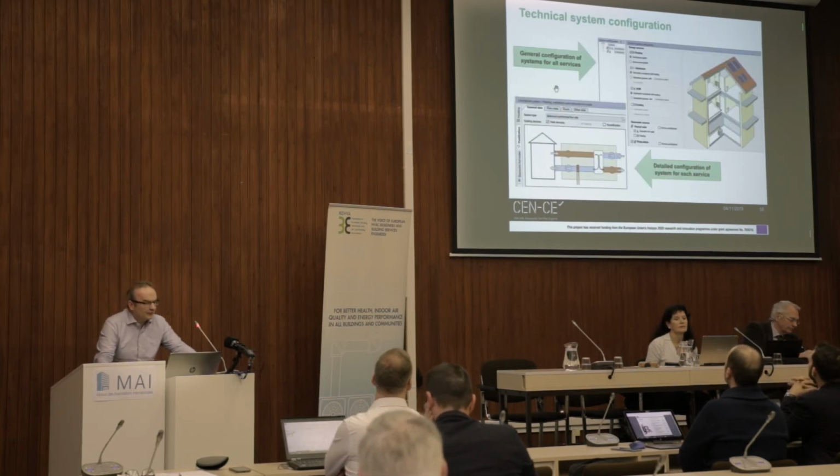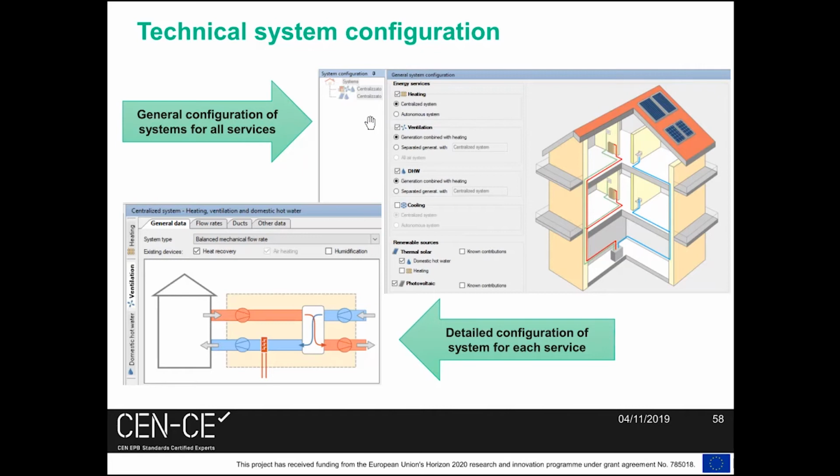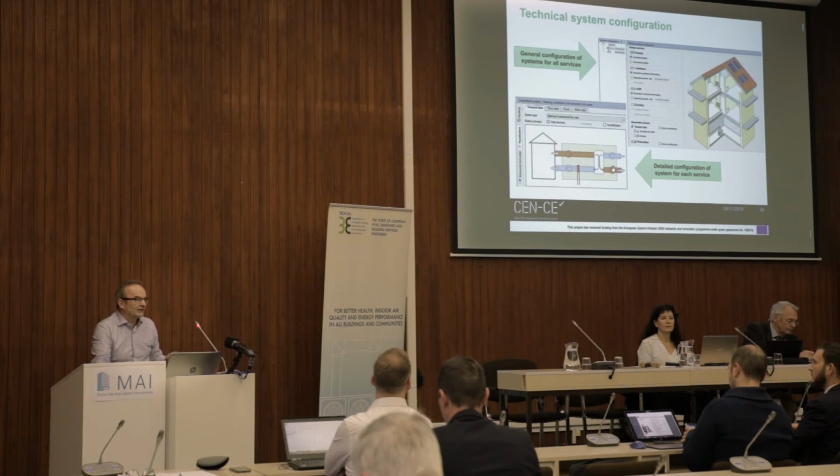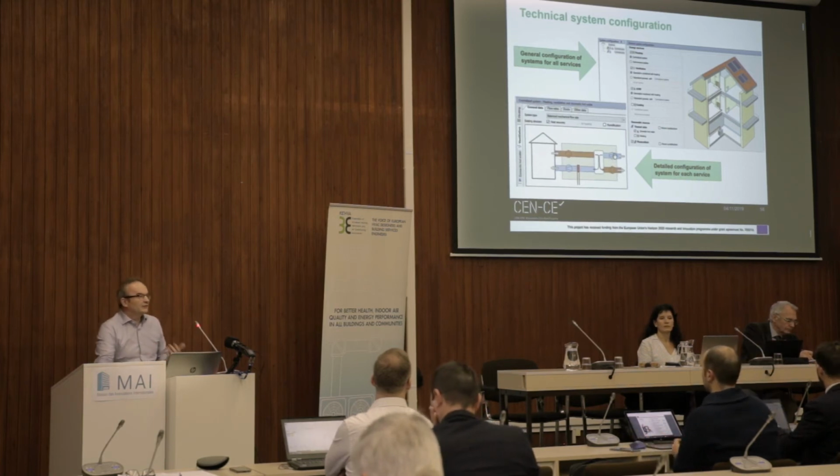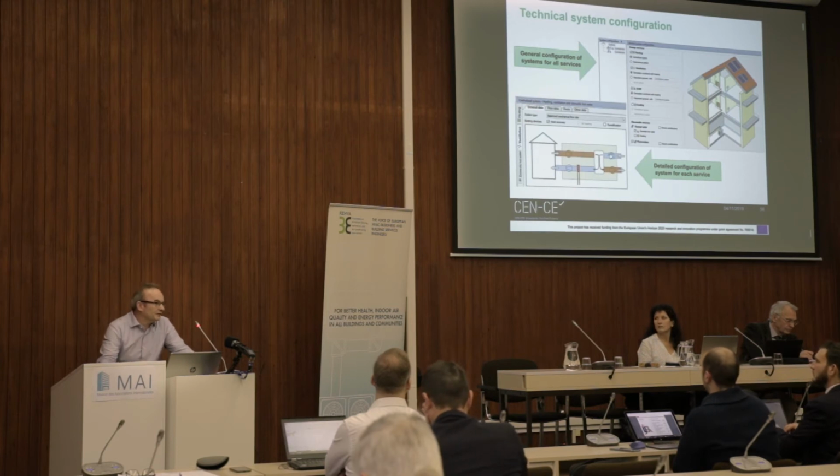And for example, this software already has technical system configuration. You can decide for each service if it is centralized or autonomous, so you have all the combinations, and then you can give the details, for example, for the ventilation, which are the features that are included in your ventilation system. So you can just combine your system, define your system, and the algorithm will be adapted to this. And this is another great help from the software.